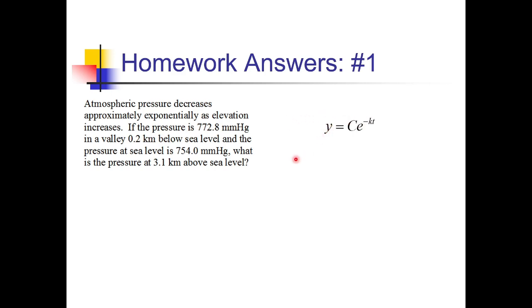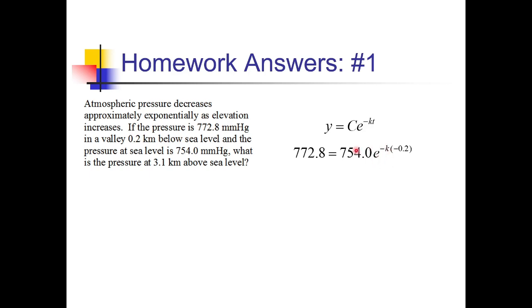So for my first equation, my target pressure is this 772.8. My C value, my sea level pressure, is 754, and that's going to be true for the whole duration of the problem. Then we're going to be doing e to the negative k, because we're still solving for k, times a t value of 0.2 kilometers below sea level. Since we're below sea level, I'm going to plug in negative 0.2 for that. And now I just have to solve for k.